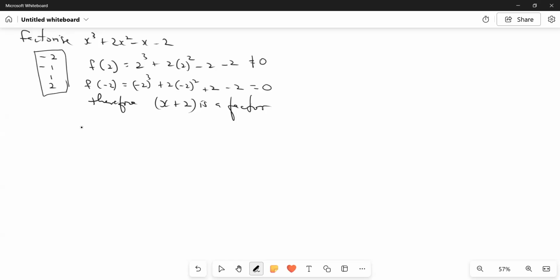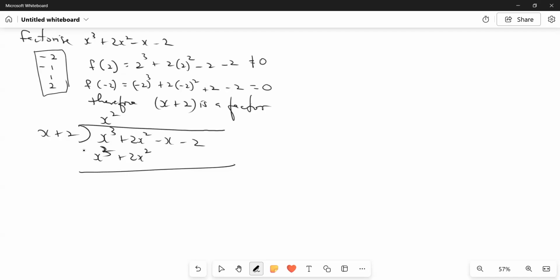So we're gonna go with x cubed plus 2x squared minus x minus 2 divided by x plus 2. We expect to get 0 at the bottom somewhere. So x into x cubed, you get x squared. x by x squared, you get x cubed, sorry. 2 by x squared, you get 2x squared. Okay, interesting.